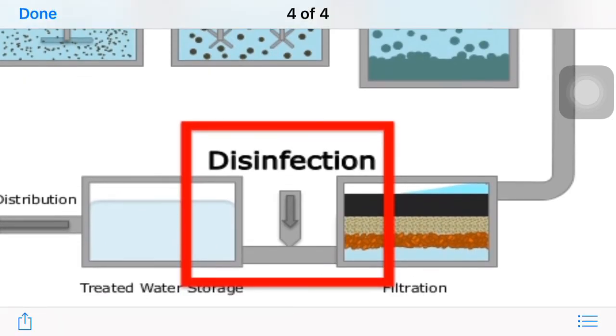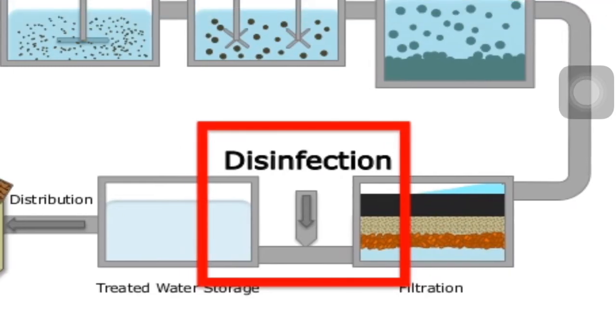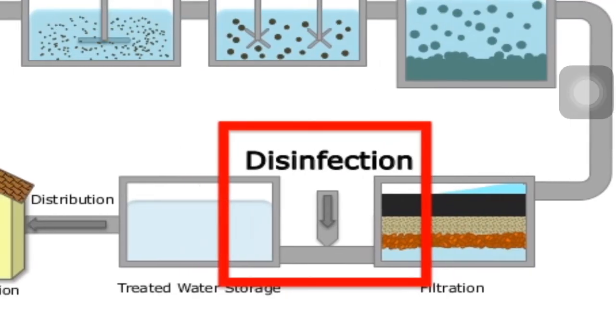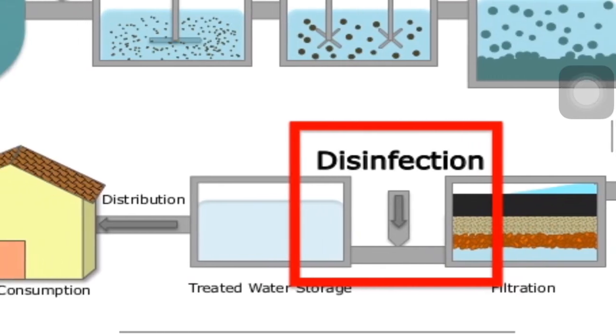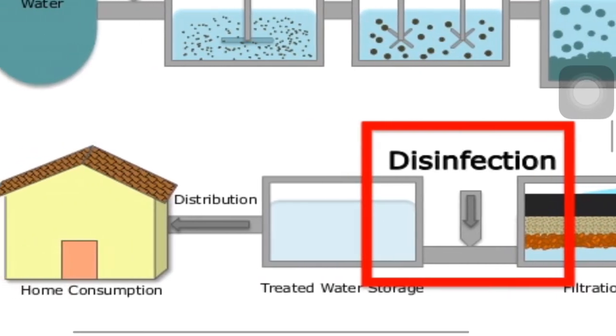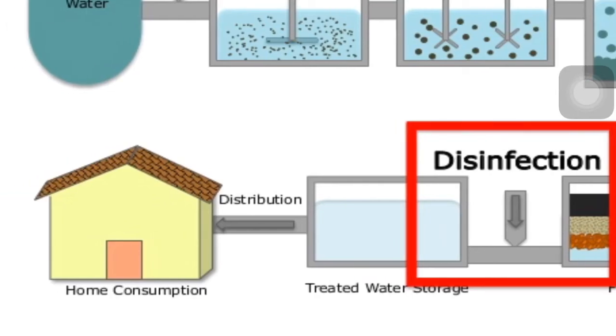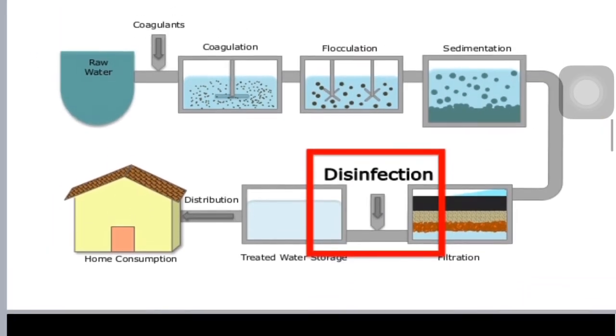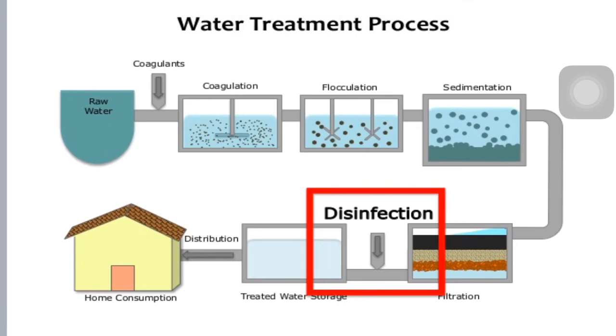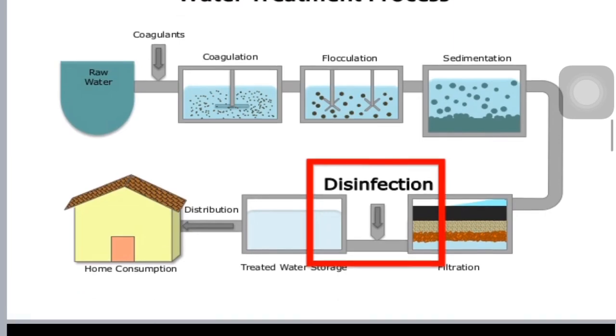In the filtration process, layers are formed as a residue, in which the black layer is coal, the second layer is sand, and the third layer is gravel, which is also known as small stones. So water is filtered through this process, passed through the disinfectant, stored in the treated water storage, and then distributed for home consumption. So from this process, clean water is available for home consumption.